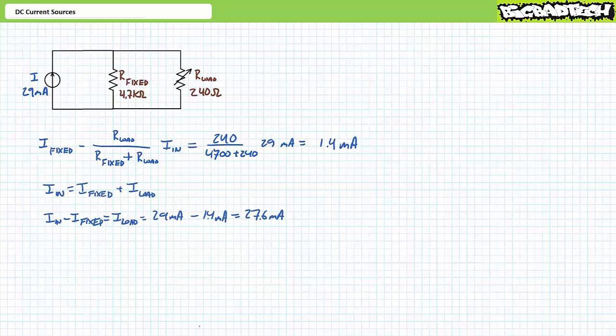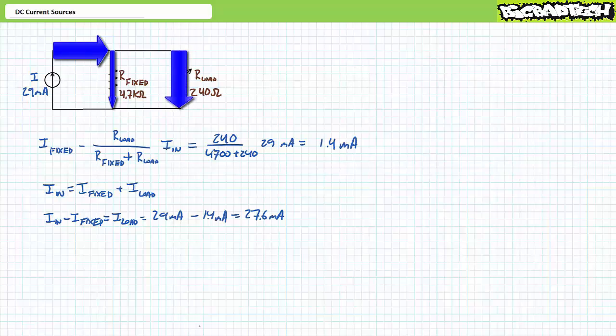We could use another application of the DC current divider rule to solve for the current through the load resistor. However, I suggest a far more efficient means of doing so, namely Kirchhoff's current law. Given 29 milliamperes of incoming current enters this parallel relationship, and 1.4 milliamperes is diverted through the fixed resistor, an algebraic rearrangement of the Kirchhoff's current law equation for this parallel relationship suggests that current through the load resistor equals incoming current minus current through the fixed resistor. Substituting in our given values yields current through the load resistor to be the remaining 27.6 milliamperes of current.